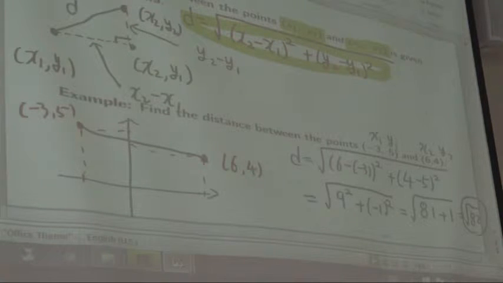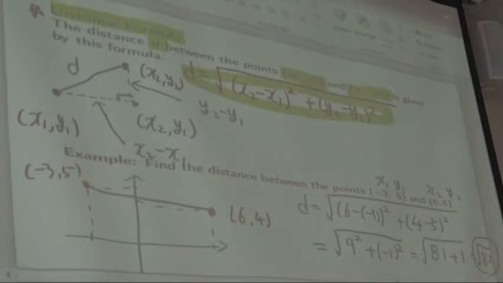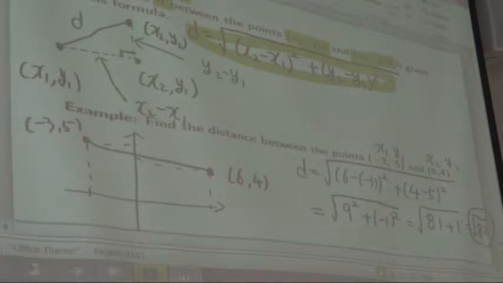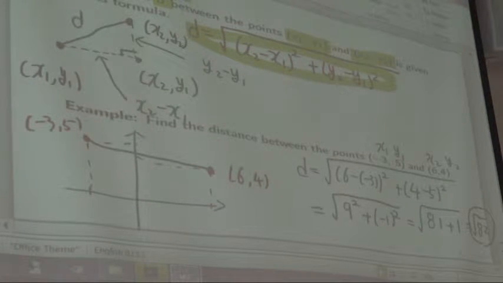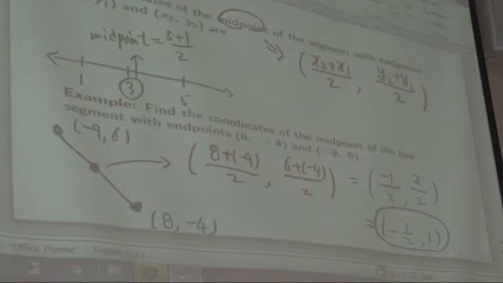By using this, we can define the distance between 2 given points. When we have 2 points (x1, y1) and (x2, y2), we can use the Pythagorean theorem to define the distance between the points as the square root of (x2 minus x1) squared plus (y2 minus y1) squared. And we discussed an example about that.